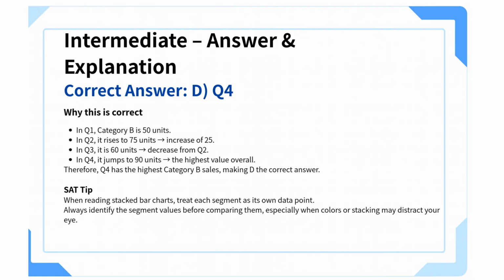In Quarter 3, the value drops slightly to 60 units. And in Quarter 4, Category B jumps all the way up to 90 units, which is the highest value across all 4 quarters. Since our goal is simply to identify the quarter with the greatest Category B sales, the answer is the one with the largest green segment, and that is Q4.